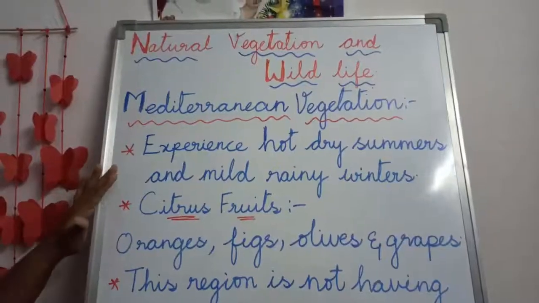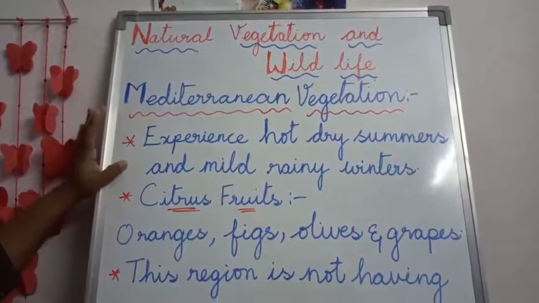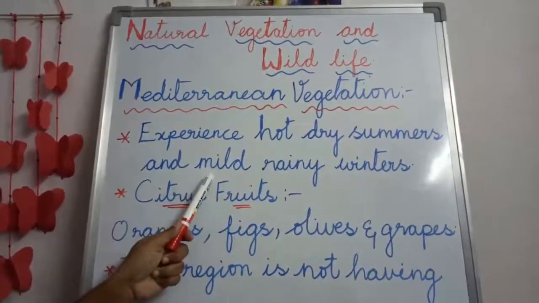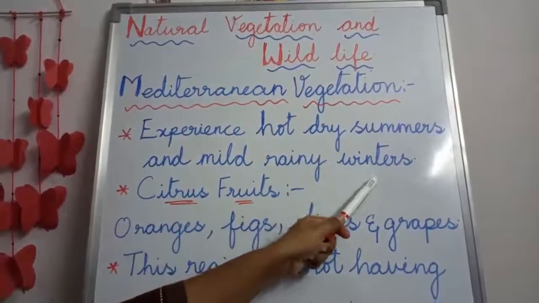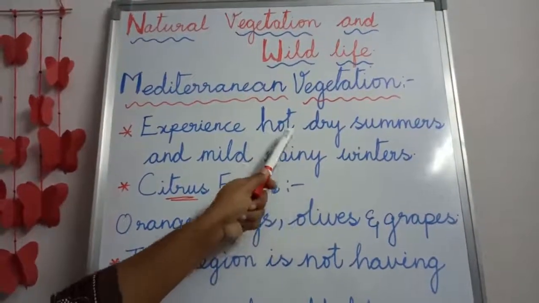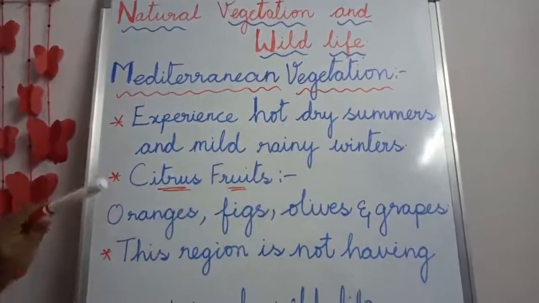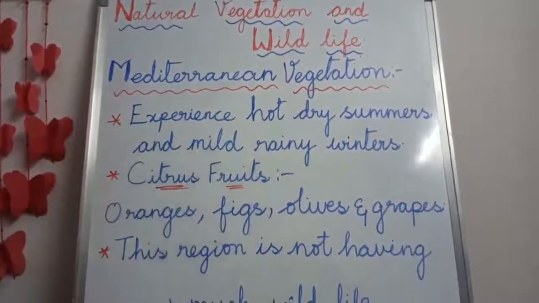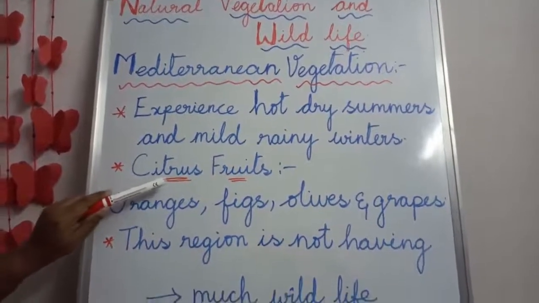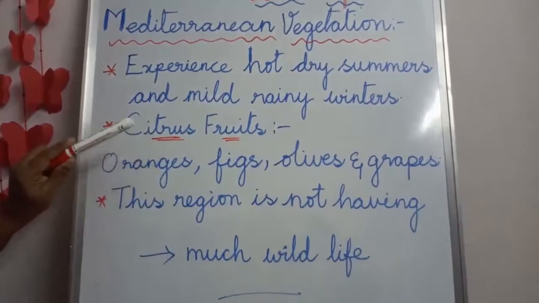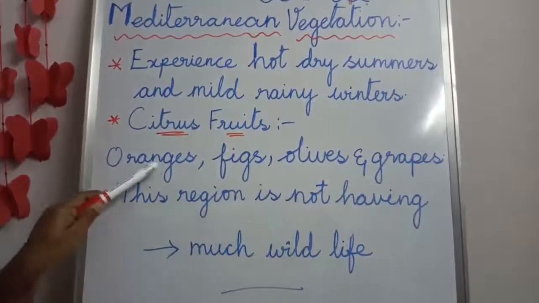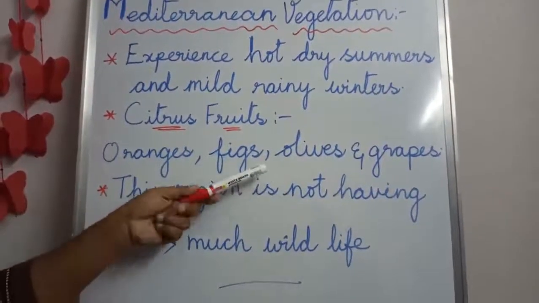Children, this Mediterranean region experiences hot and dry summers and mild rainy winters. It means in winters they receive rainfall, and summers are dry. Because of these climatic conditions, there you can find mostly citrus fruits. There they can grow only citrus fruits, for example oranges, figs, olives and grapes. These are the four important fruits which the people grow over there.